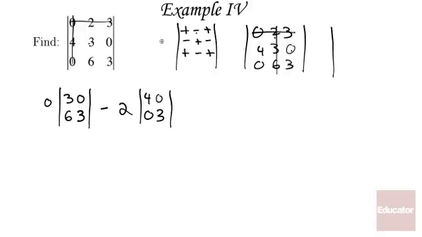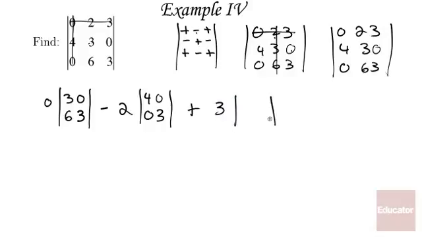Next, rewriting this original. I'm now working with the 3, and that has a positive sign associated with it. So plus 3. Eliminate the row it's in and the column it's in. 4306. Okay, now I have 0 times this determinant. It's just going to drop out. So I'm not even going to waste my time figuring out that determinant. These other ones, I use AD minus BC to find those.